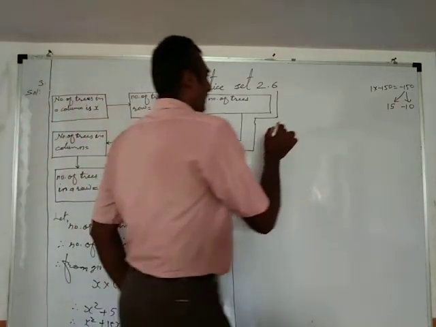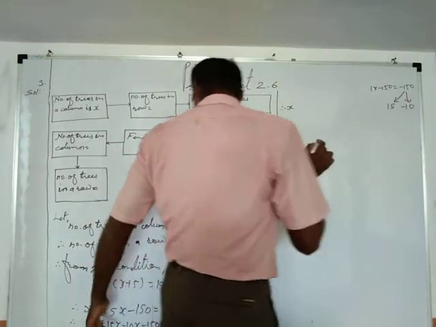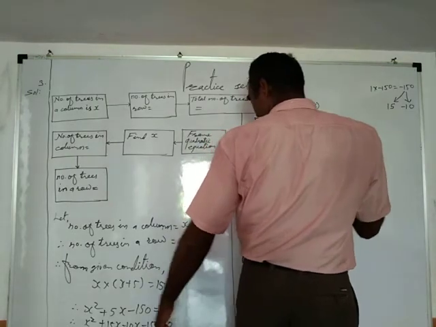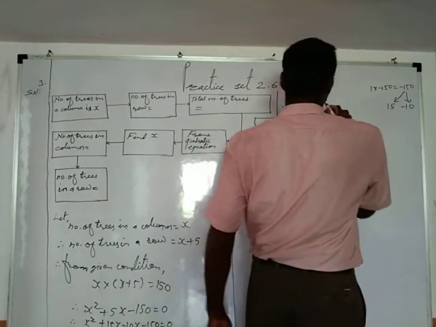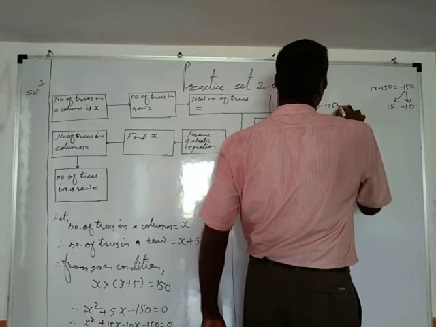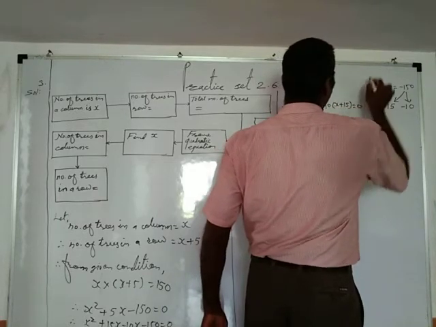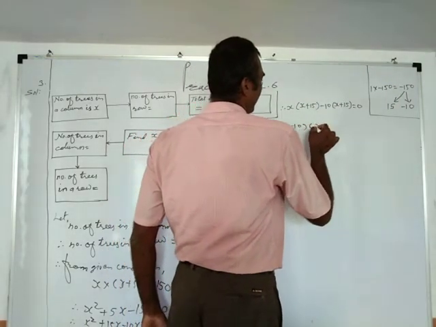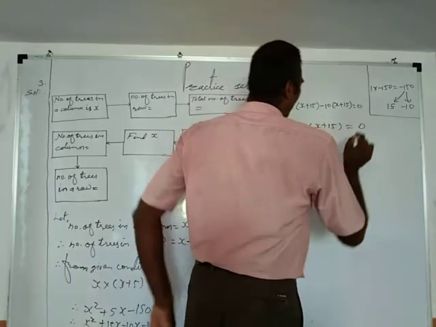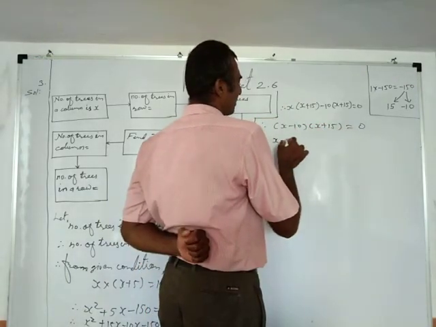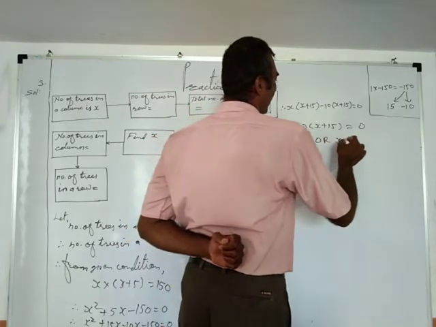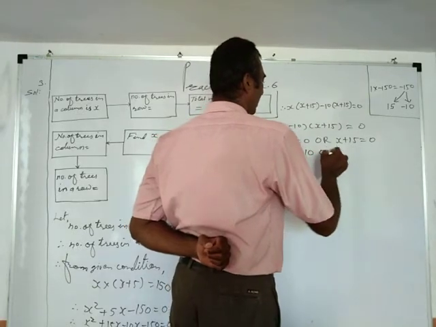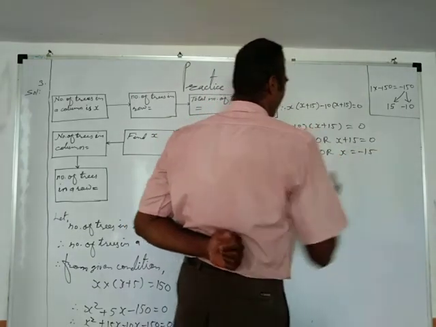From the first pair we may take out x common, therefore in the bracket there will be x plus 15. From the next pair we may take out minus 10 common, and therefore in the bracket there will be x plus 15, that equals 0. And therefore it will be (x minus 10) into (x plus 15) equal to 0. And therefore x minus 10 equals 0 or x plus 15 equals 0, and therefore x equals 10 or x equals minus 15.